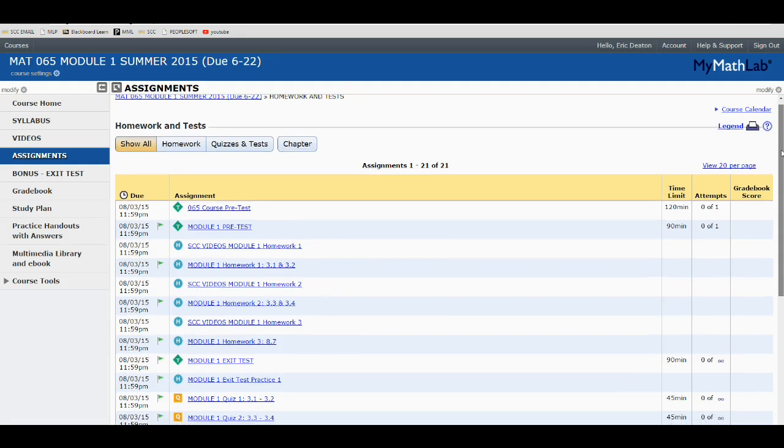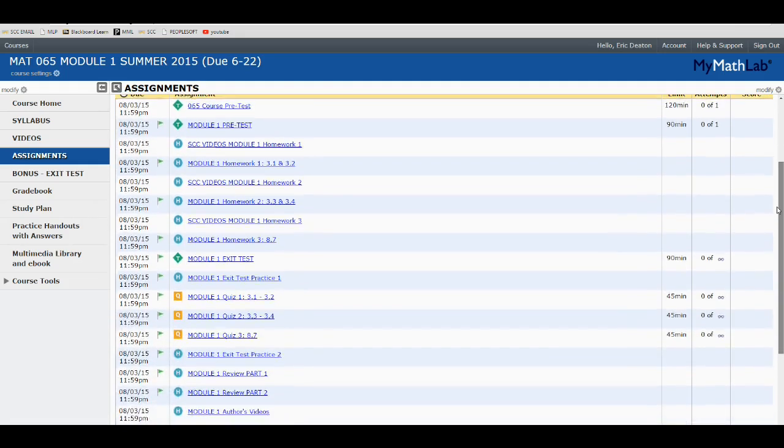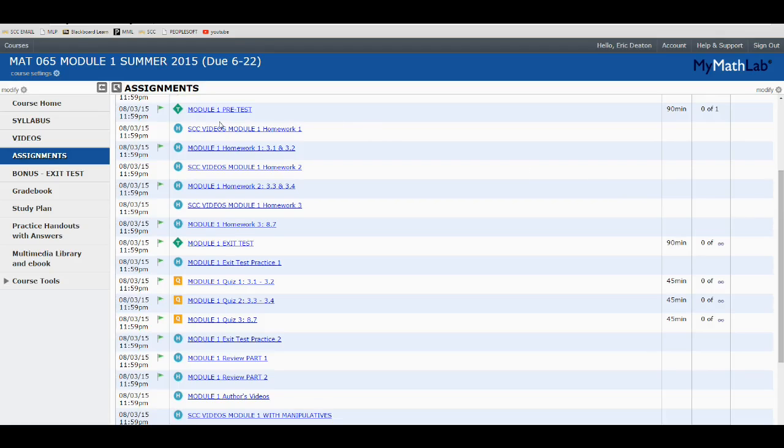Now, besides that, each module will have a pretest. You can take it once, and if you make a 90 or higher and you're satisfied with that, that will be your module grade. You will not have to do anything else. If you make at least an 85 but not a 90, you can skip the homework assignments and go to the exit test. Now, if you don't make an 85 or you just want to practice before you take the exit test, then you must do the homework assignments.